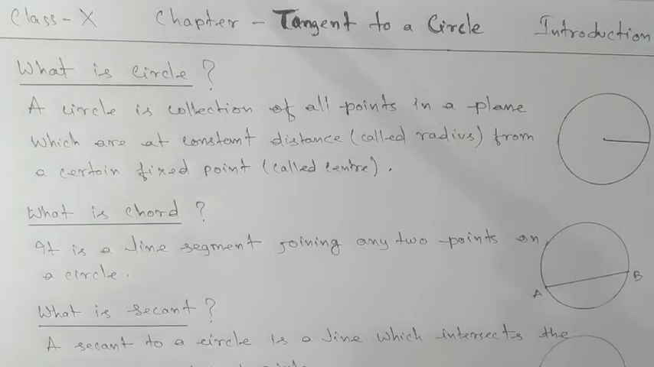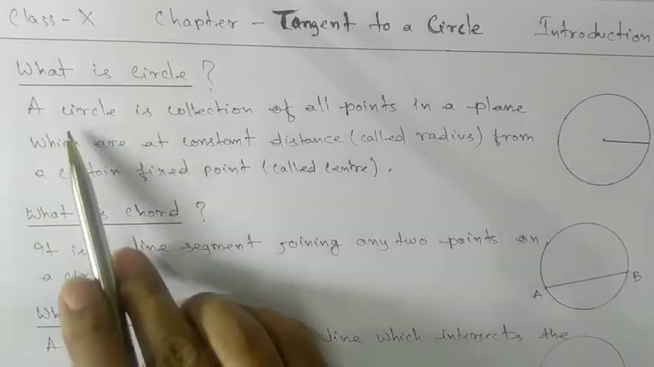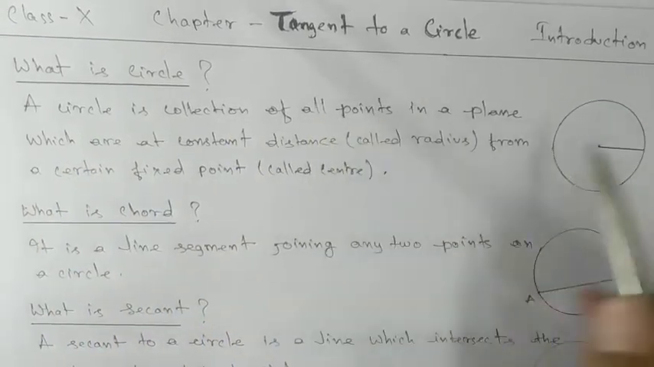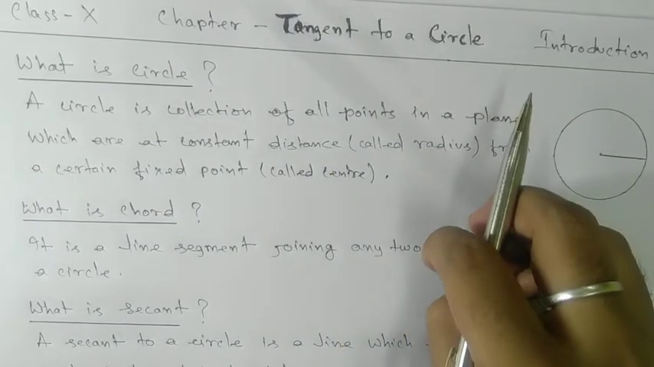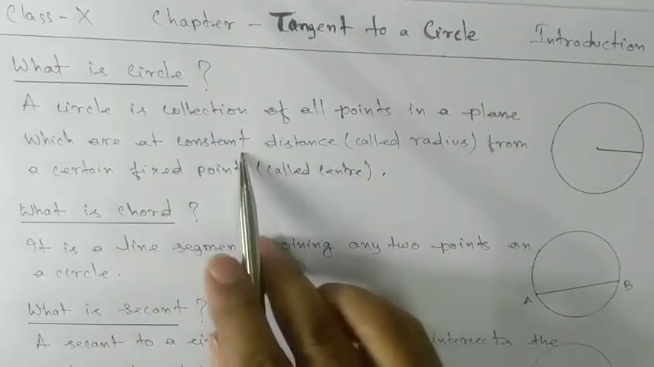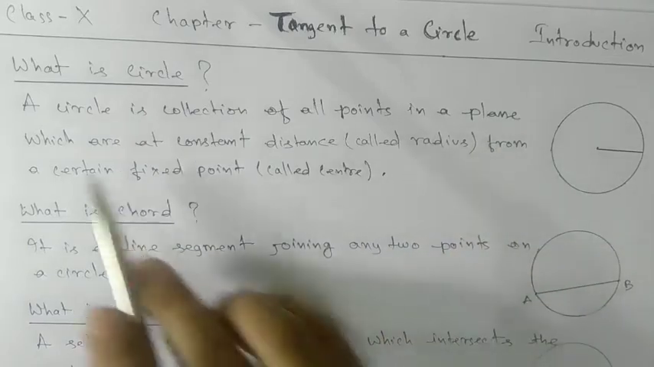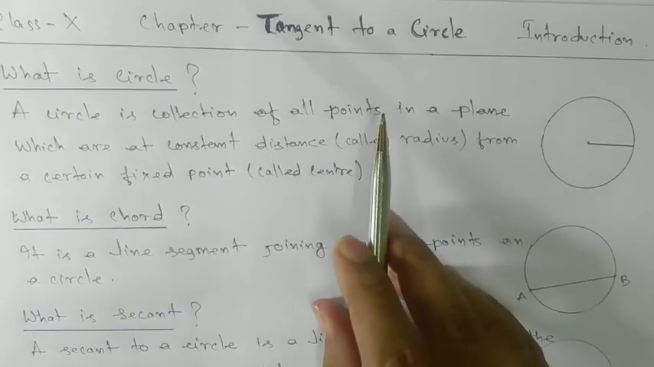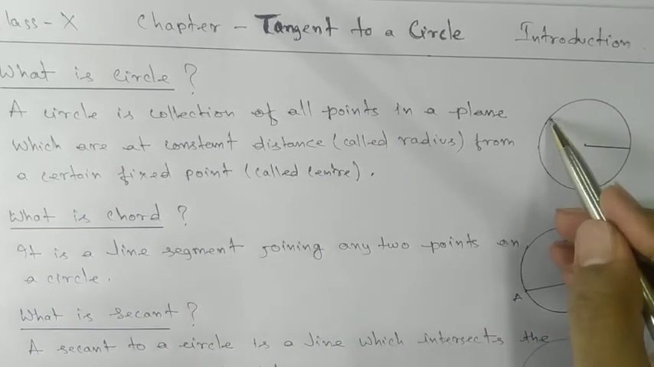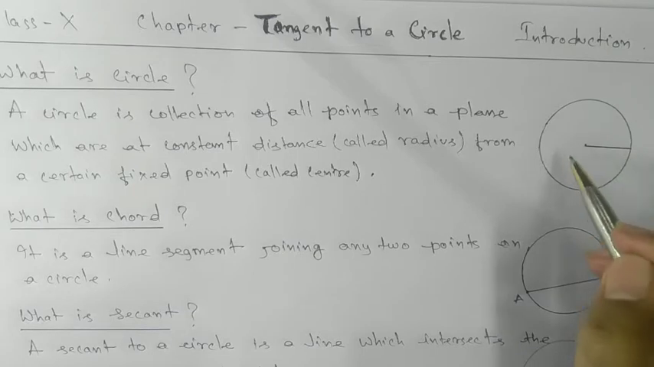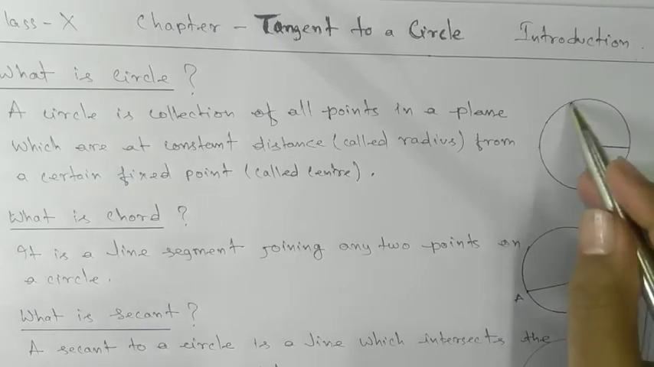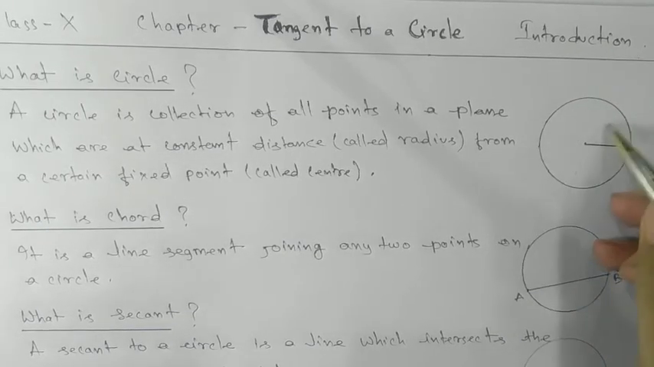What is a circle? A circle is the collection of all points, that means all points in a plane. This is your plane, which we cannot catch. These are points which are at a constant distance from a certain fixed point. See, these are all the points we are collecting and drawing, and we get the result, that is your circle.